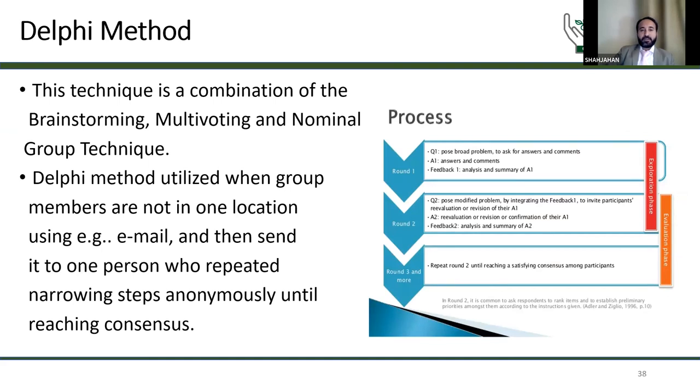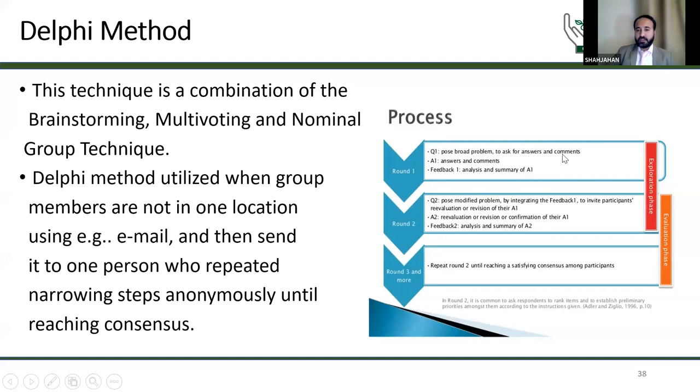This technique is a combination of all these procedures which we discussed: brainstorming, multi-voting, and the nominal group technique. We use the Delphi method when the group members are not in one place. For example, groups like Salman Habib group have many hospitals and they want to sort out these issues, so they will use the Delphi method. They will send the problems by email or any other way to each group member.